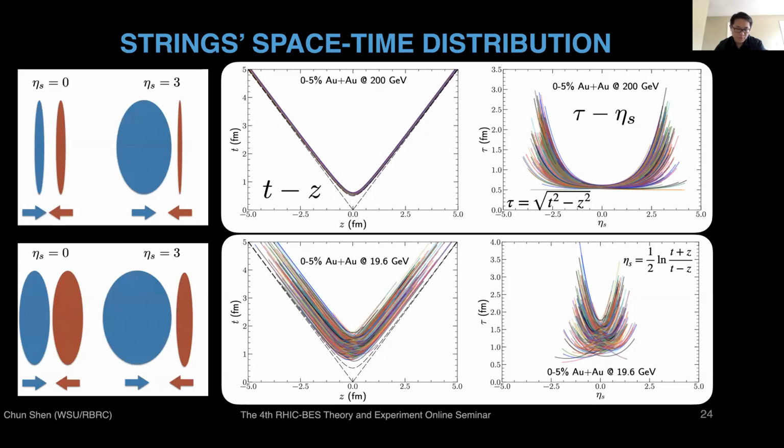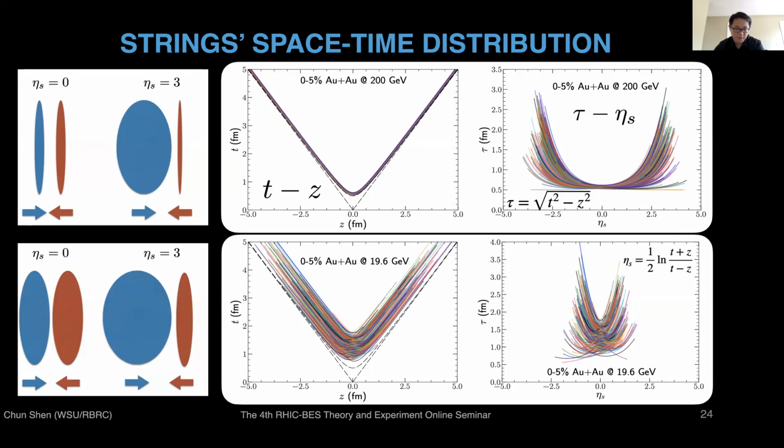With the string model, you can look at the space-time distribution of these strings as a function of rapidity. You can see that at 200 GeV, the two nuclei are highly Lorentz contracted, so all the strings are distributed almost on a light cone in these t-z coordinates. If I translate into tau-eta coordinates, which is usually used for hydrodynamic simulations, then for a single light cone tau will be a constant. You can see that this is indeed true at mid-rapidity. However, at forward rapidity, there is some spread of the string sources as a function of tau.